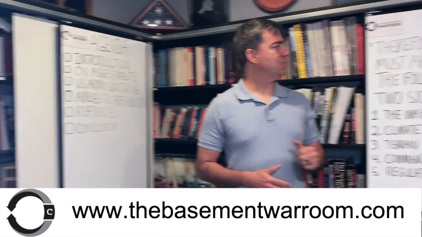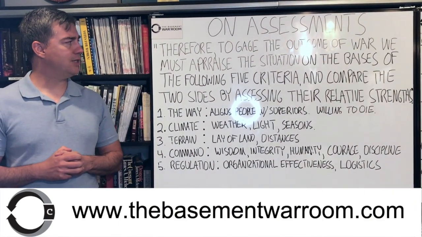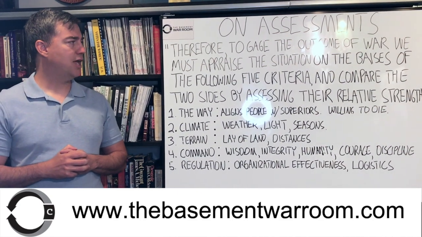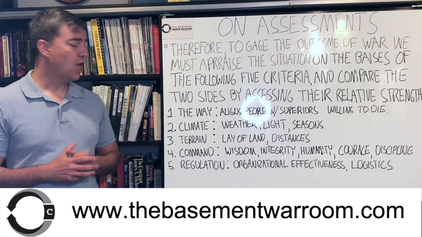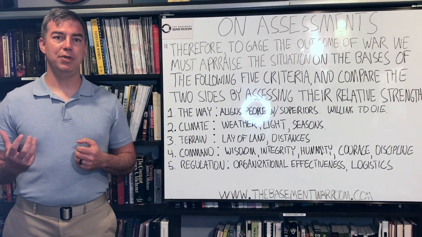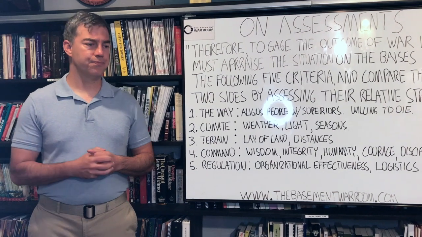Sun Tzu on assessments. Therefore, to gauge the outcome of war, we must appraise the situation on the basis of the following 5 criteria and compare the two sides by assessing their relative strengths. So the 5 criteria are the way, which talks about the alignment of the people to their leadership, and also talks about the willingness to die.